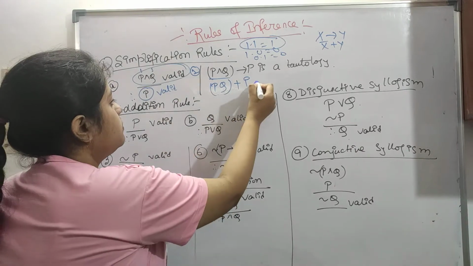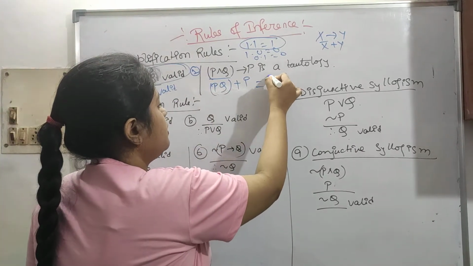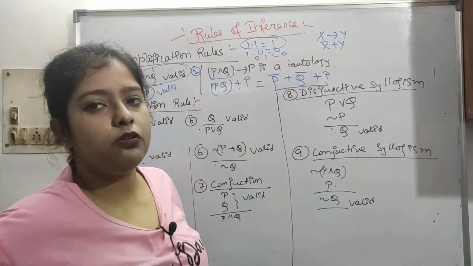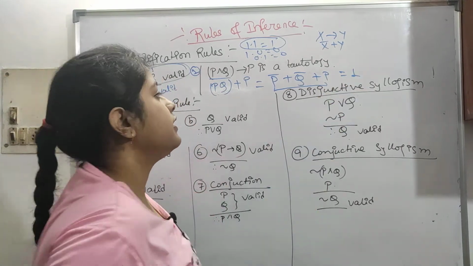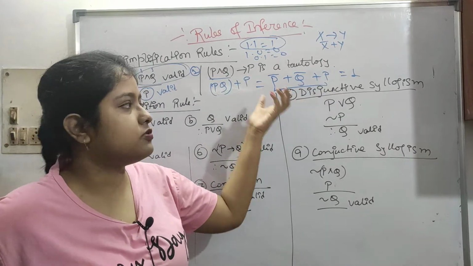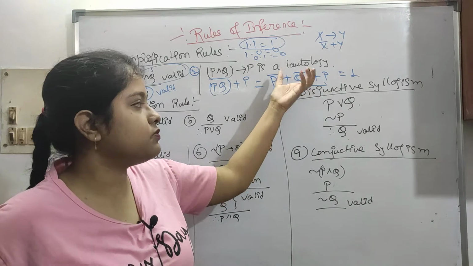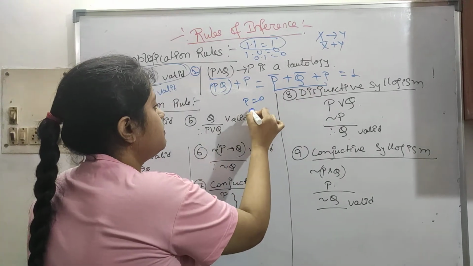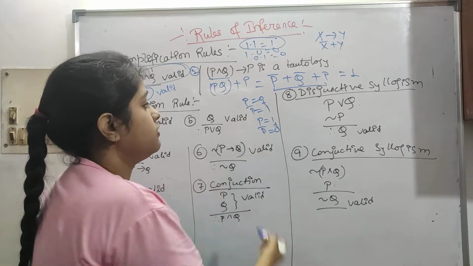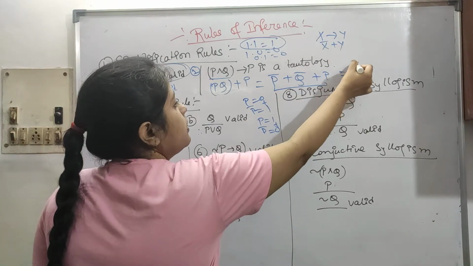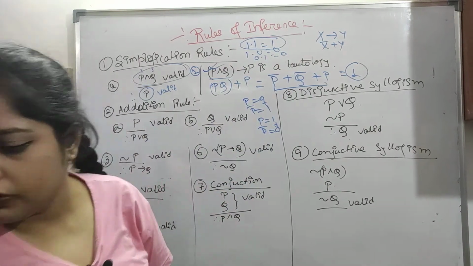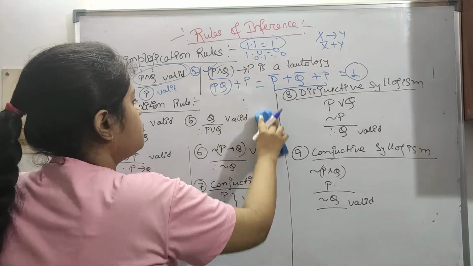According to De Morgan's law, this can be written as P bar plus Q bar plus P. Now this P bar plus P will always give 1, because it contains the whole universe. If P is 0, P bar will be 1, or if P is 1, P bar will be 0. So the addition of both will be 1 only. So this is our tautology, meaning it is always true. Whatever value we take, it will always come down to true.